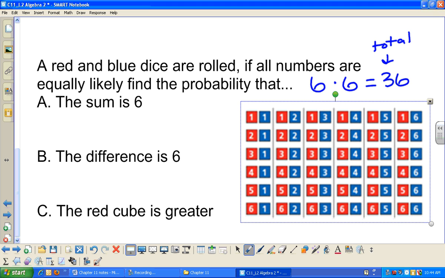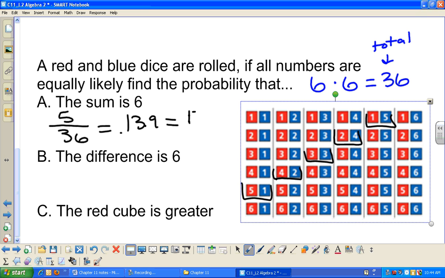I want to find out that the sum is going to be equal to 6. So if I look at my possibilities, I have 1, 2, 3, 4, 5 different possibilities that the sum would be equal to 6. So that'd be 5 out of 36, which would be the same thing as 0.139 or 13.9%.